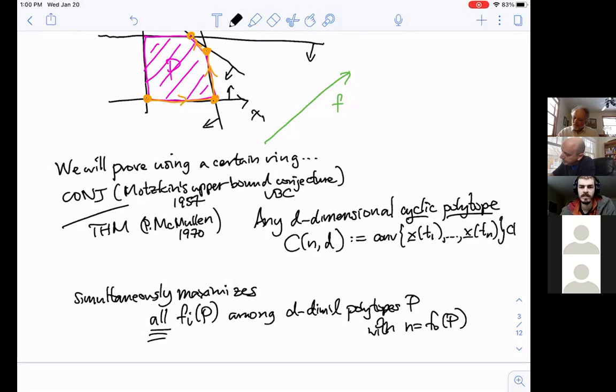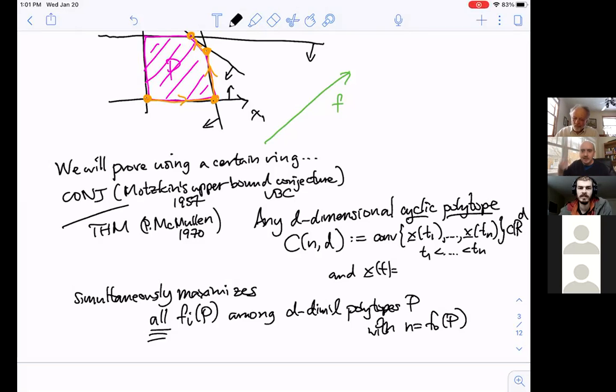Okay, so I didn't tell you who x of t is. I didn't even tell you what t1 and tn are. So these are going to be real numbers. You just pick n distinct real numbers, and x of t is this vector that's t, t squared, t cubed, t to the fourth, up to t to the d. So it's what people call the d-dimensional moment curve.